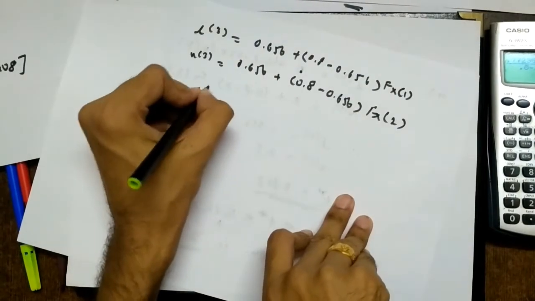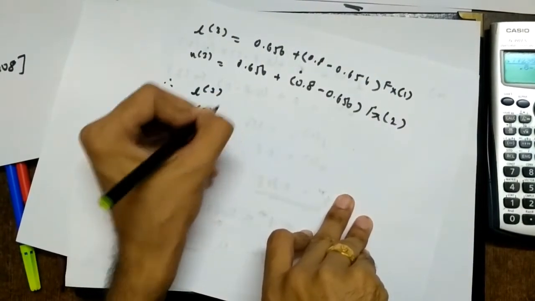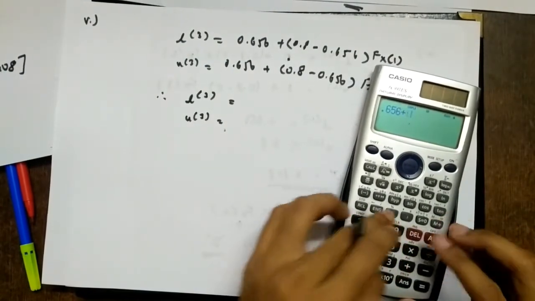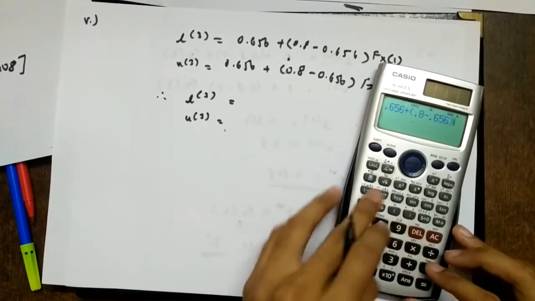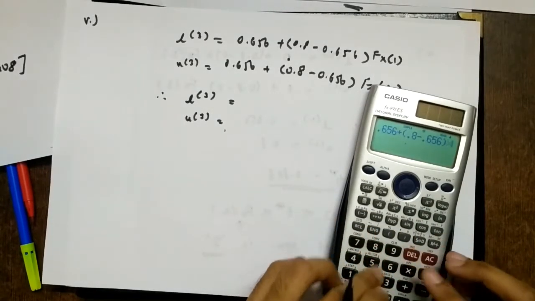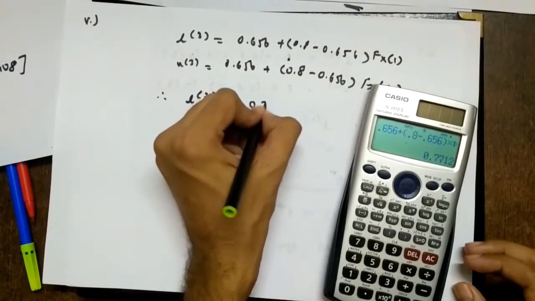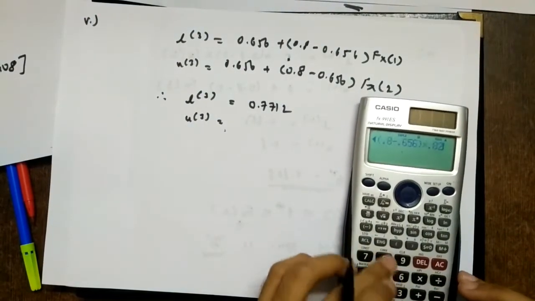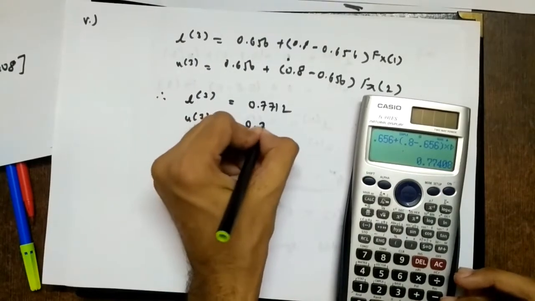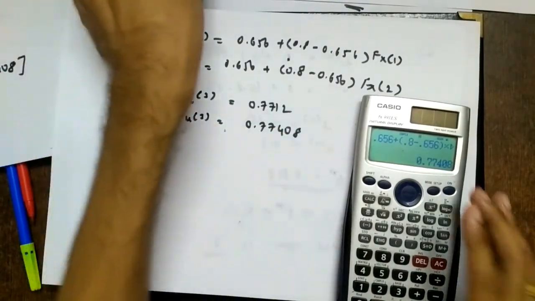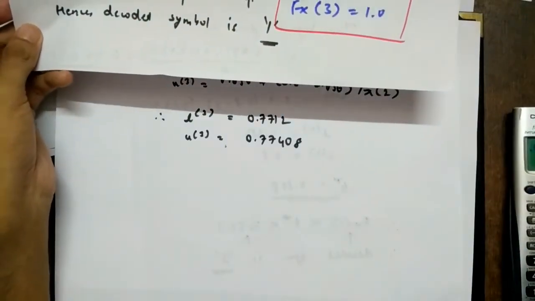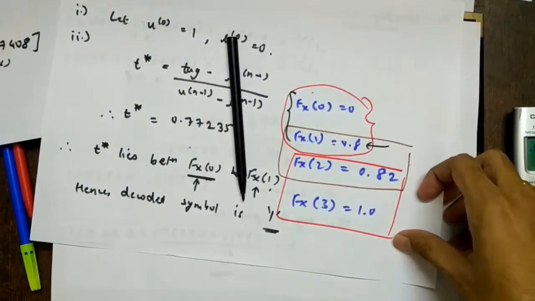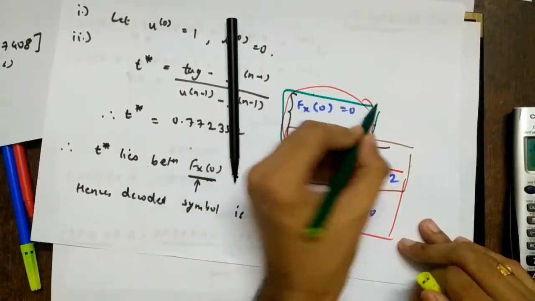So we have the values of fx of 1 and fx of 2. So just solve this. So 0.656 plus 0.8 minus 0.656 into fx of 1 is 0.8. So 0.7712 and fx of 2 is 0.82. 0.77408. So where does it lie? 0.7712, 0.77408. Let us use a green pen now. So it is lying here, right?